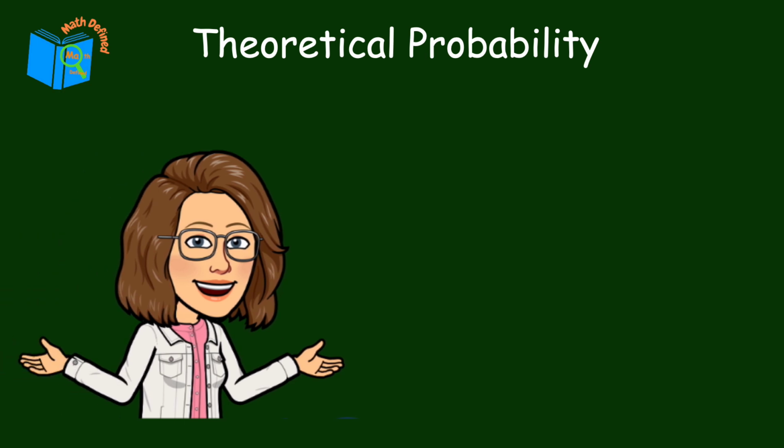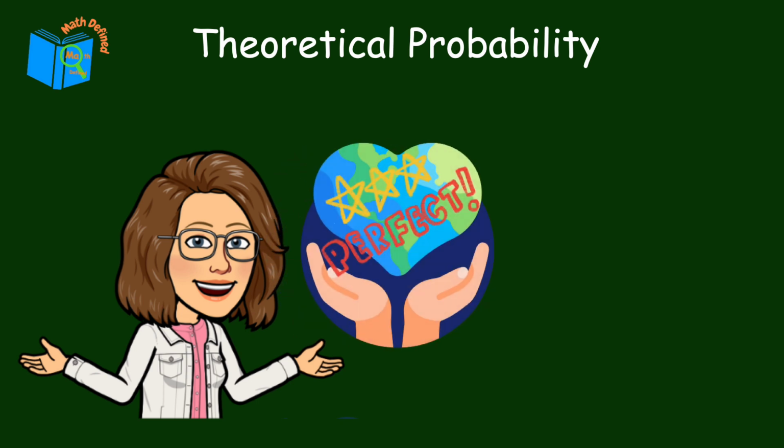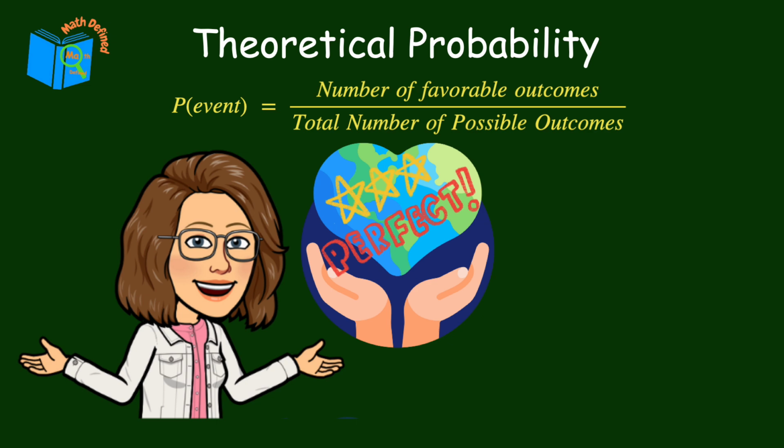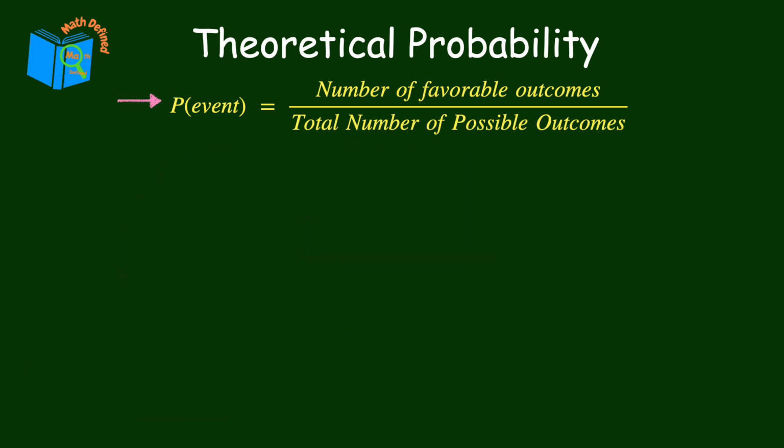Theoretical probability is the kind of probability you calculate based on what should happen in a perfect world, where all outcomes are equally likely. Here's the formula we use. P of the event, or what you want to happen, is equal to the number of favorable outcomes divided by the total number of possible outcomes. This formula tells us how likely something is to happen before we try it. Now let's see how it works with an example.